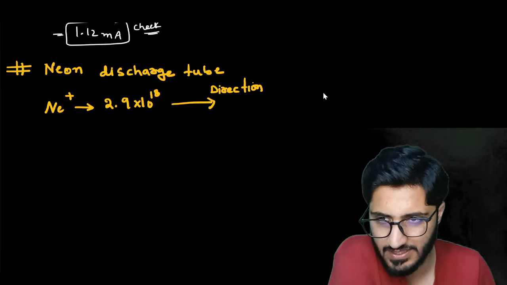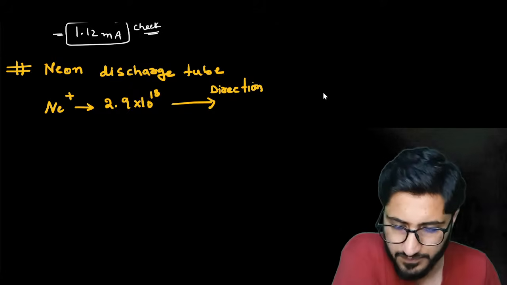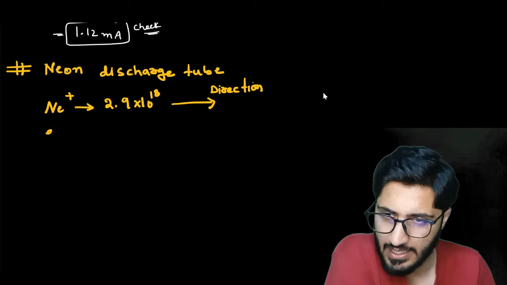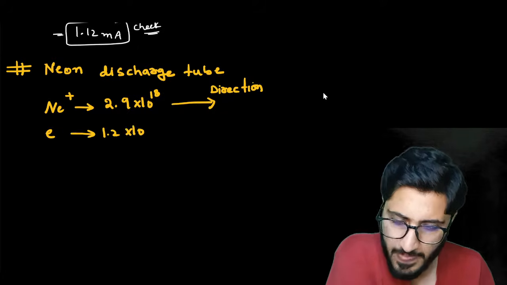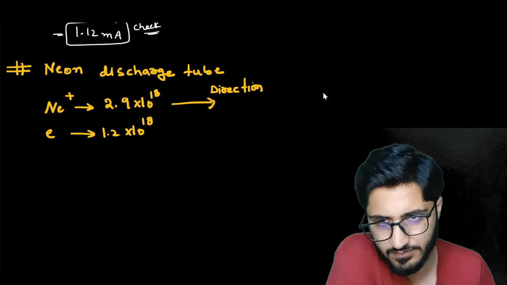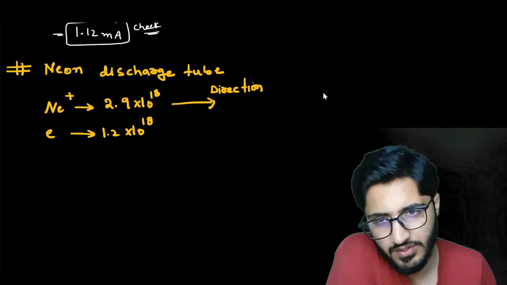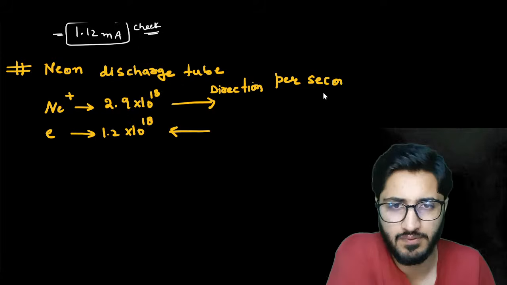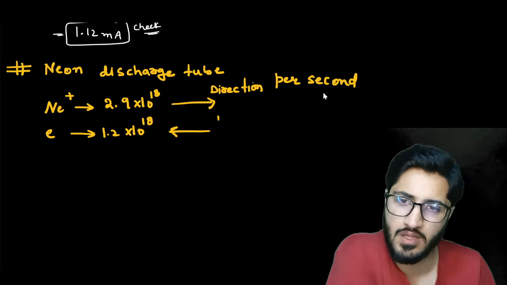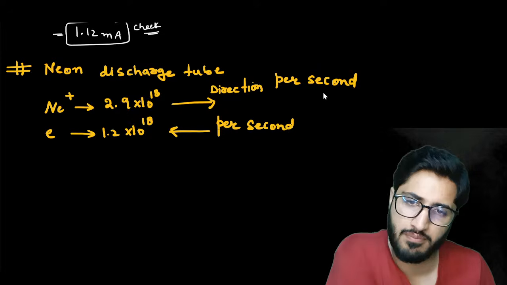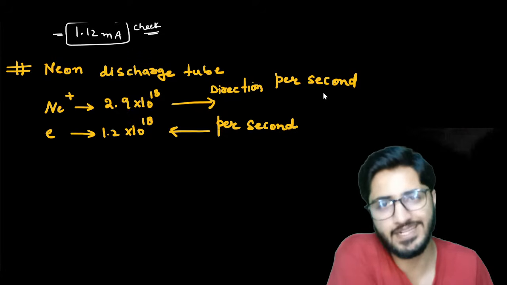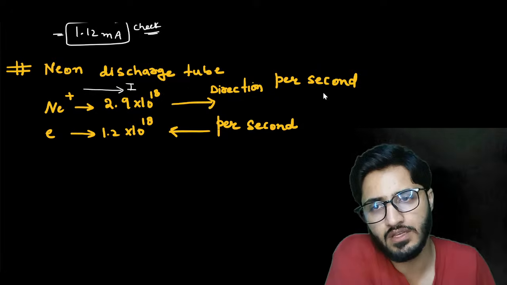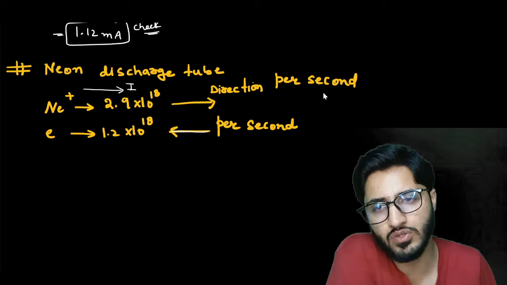For each second. Now we have electrons. How much? 1.2 10 to the power 18 electrons. These are going to left per second. Find the current. Look, if neon is going in this way, so current will be in this way. Electron is going in this way, so current will be in this way.